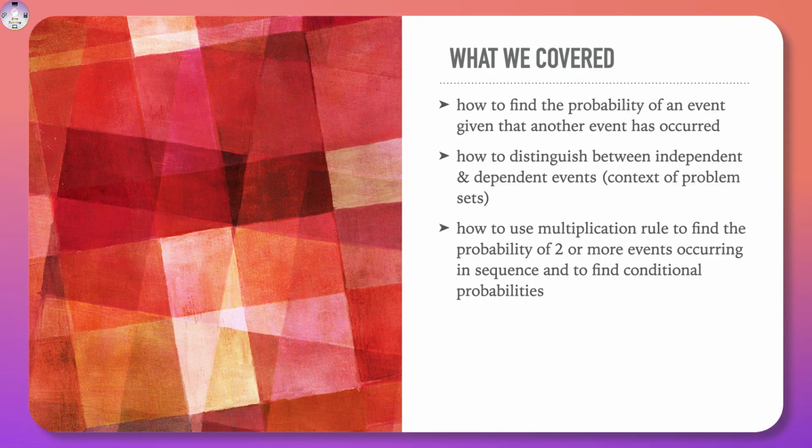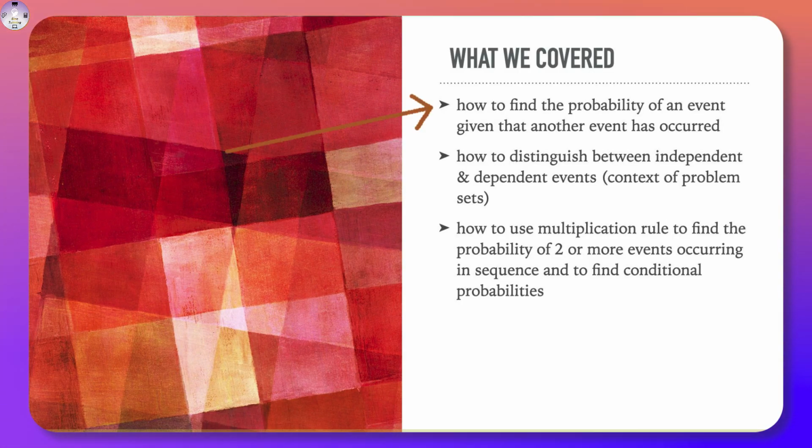Here we go. All right. So what have we covered? Well, we have covered how to find the probability of an event given that another event has occurred, so conditional probability. We have covered how to distinguish between independent and dependent events in the context of problem sets. And we have talked about how to use the multiplication rule to find the probability of two or more events occurring in sequence and to find those conditional probabilities.